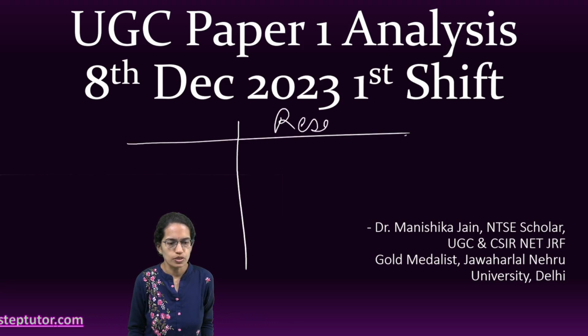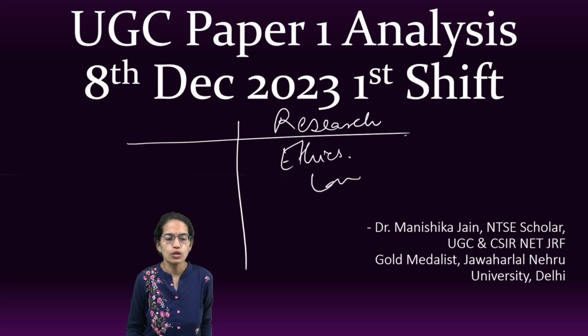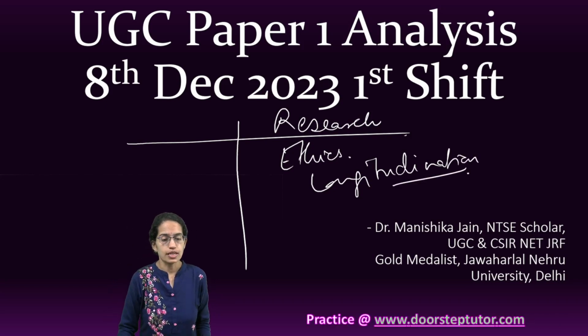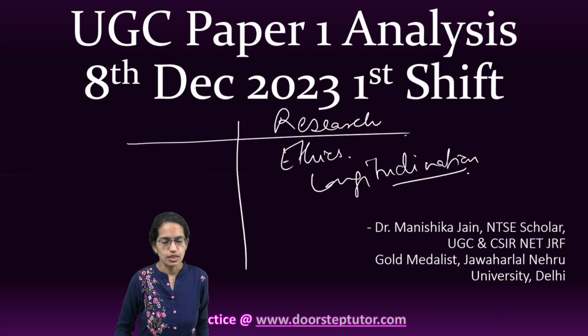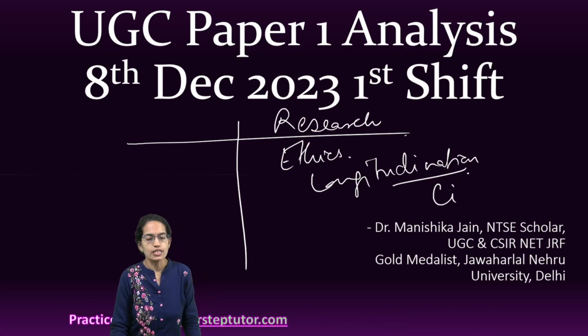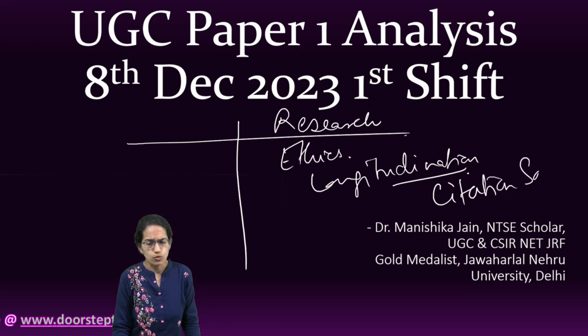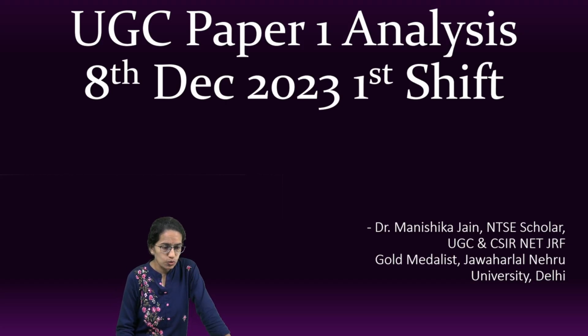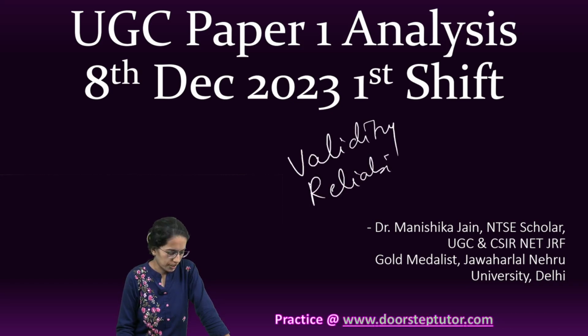So first, let's talk about research. Under research, ethics was one of the questions. Then there was a question on longitudinal study. We have already discussed the concept of referencing software, right? So citation software, referencing software was one of the questions, very important, as we already mentioned before the examination. The next important kinds of questions pertain to the issues related to validity, reliability, the types of validity and the types of reliability, right?